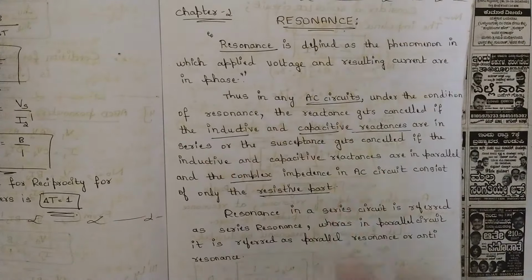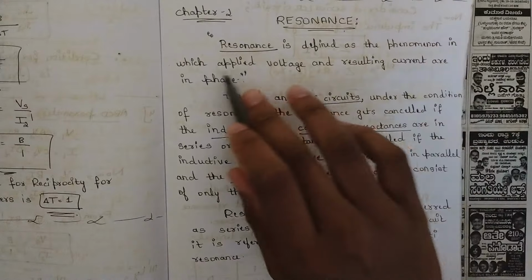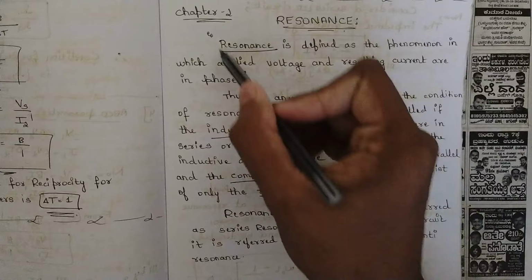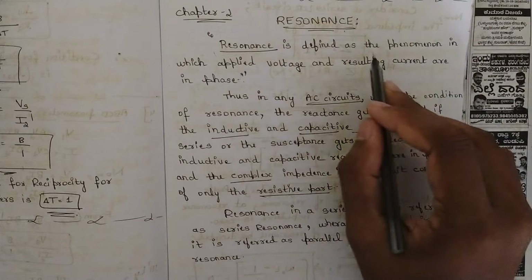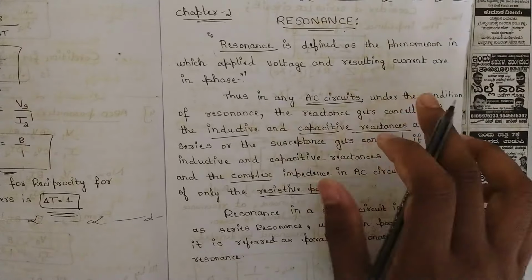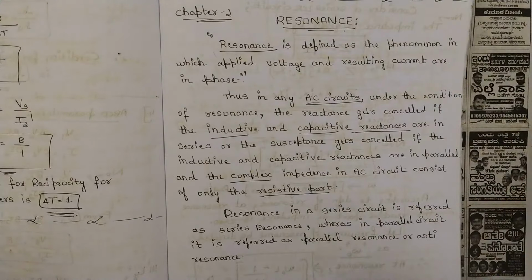This is the second chapter, that is resonance. First let us see the definition of resonance. Resonance is defined as the phenomenon in which the applied voltage and resulting current are in phase. That is, the voltage and current won't be varying with respect to time. They would be in phase.